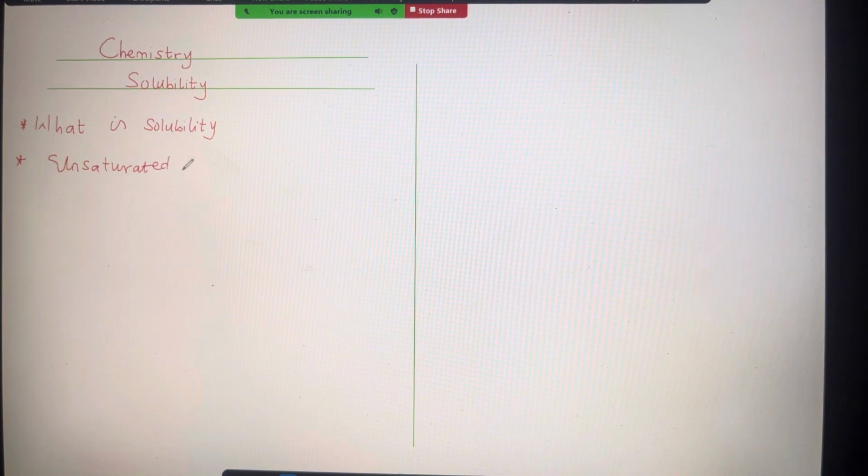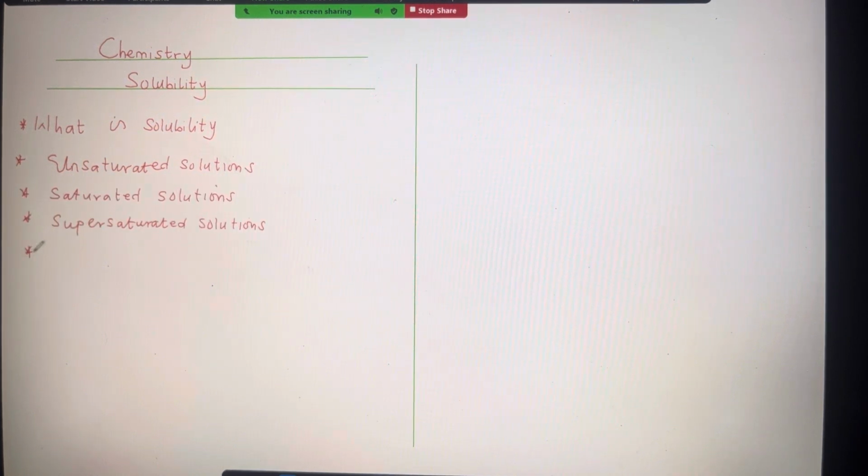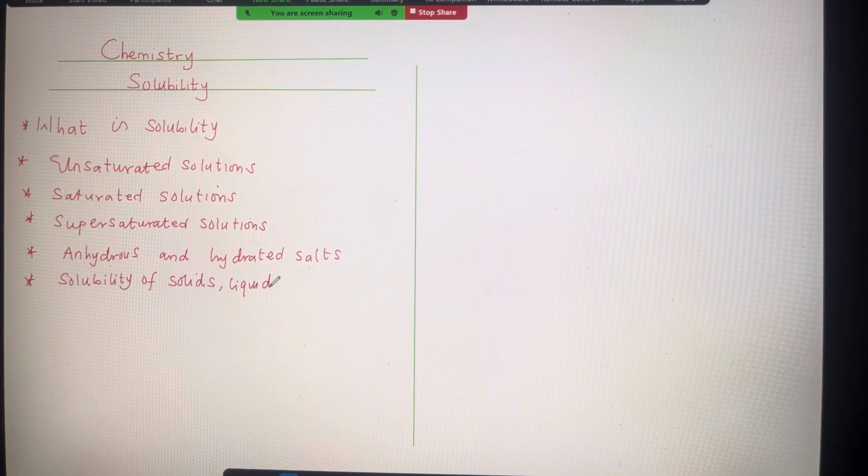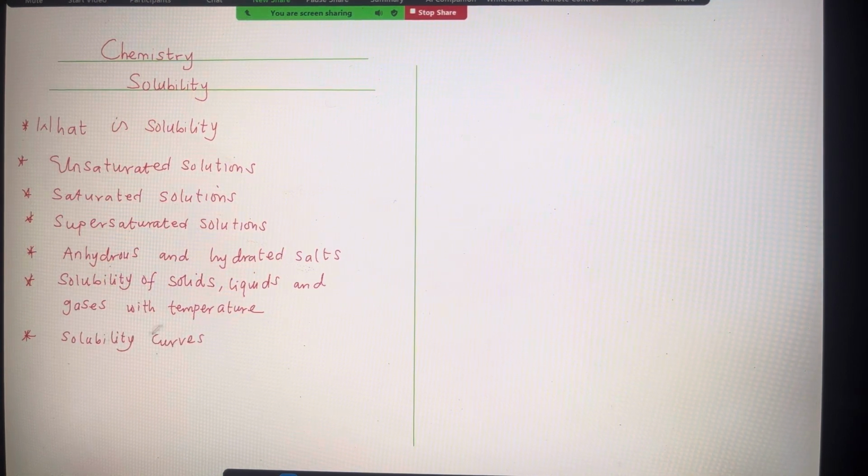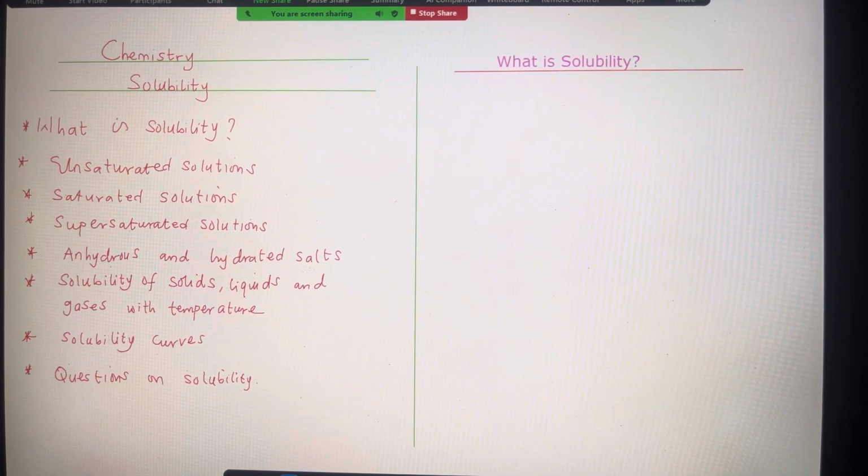So today we're looking at solubility. What is solubility? What are unsaturated solutions? What are saturated solutions? What are supersaturated solutions? What are anhydrous and hydrated salts? And some other things we'll be looking at.